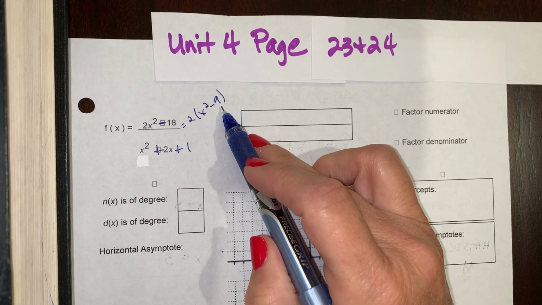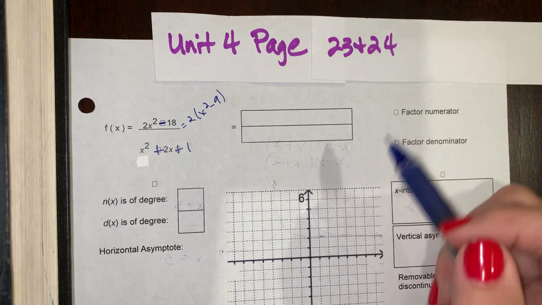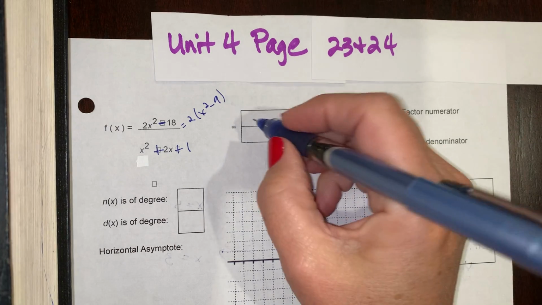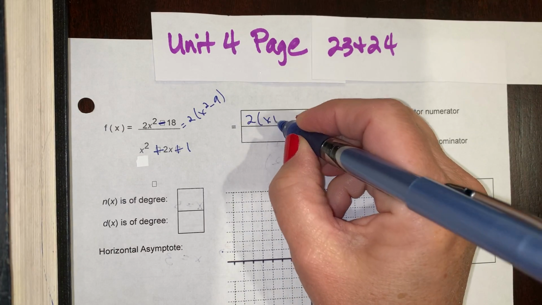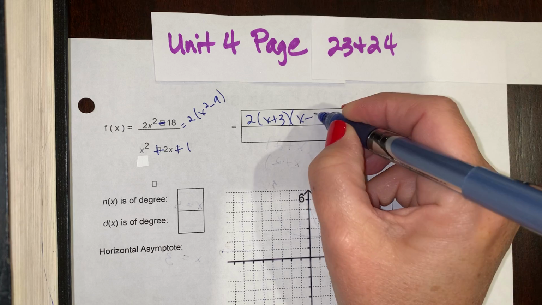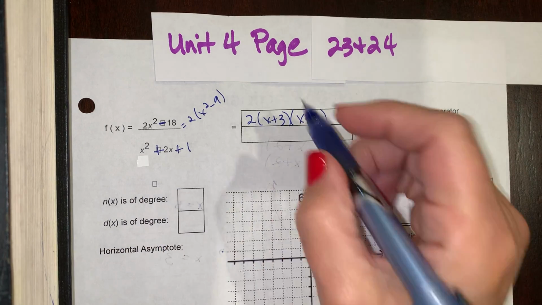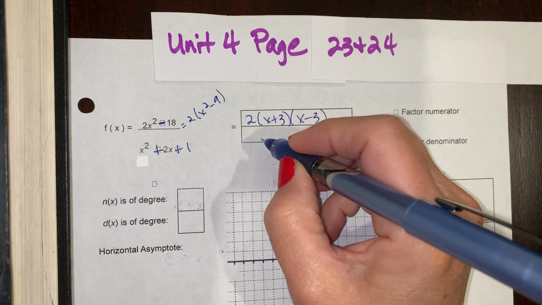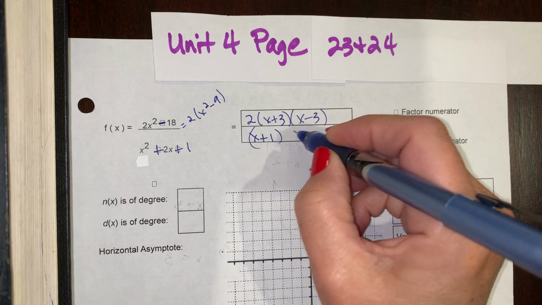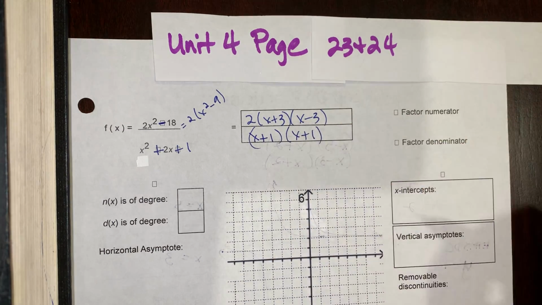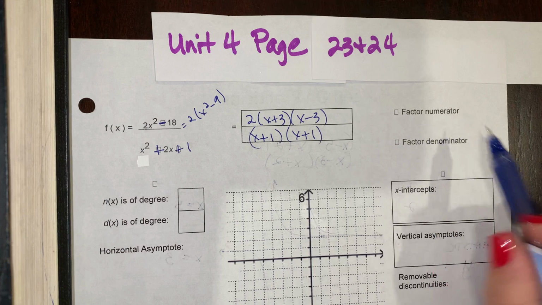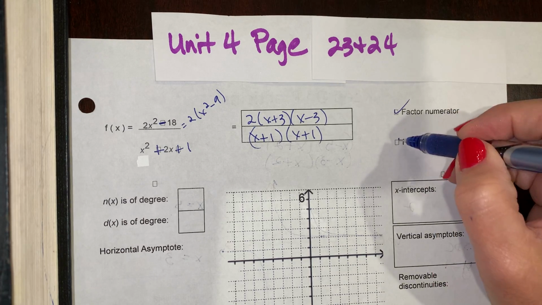But then x squared minus 9 is the difference of two perfect squares. So that's going to come out to be x plus 3, x minus 3. And then this one is a perfect square trinomial. So that's going to be x plus 1, x plus 1. Okay, so I factor the numerator, I factor the denominator.